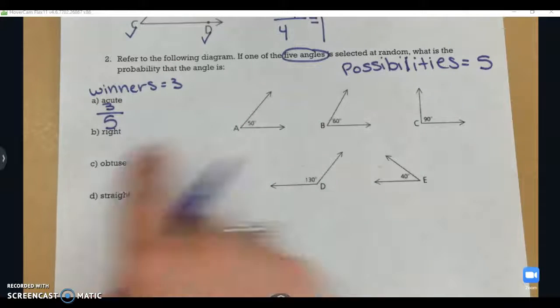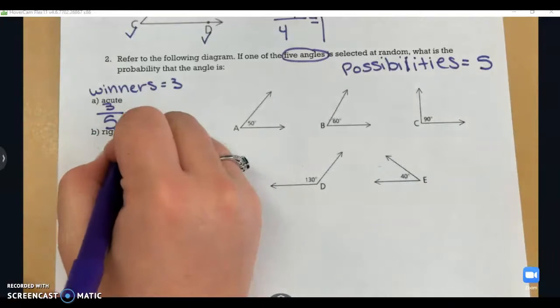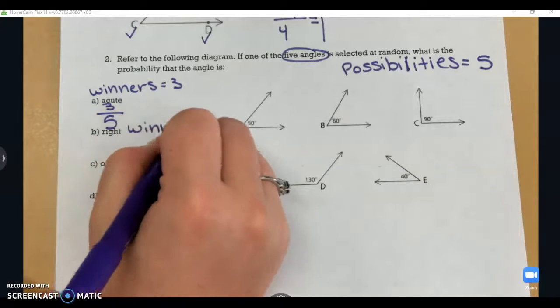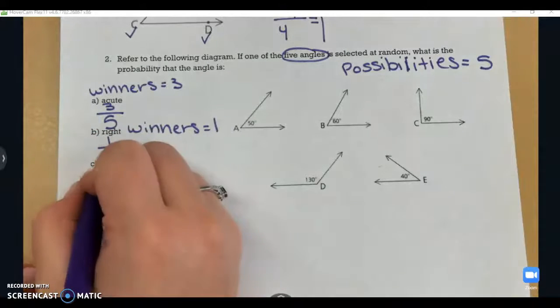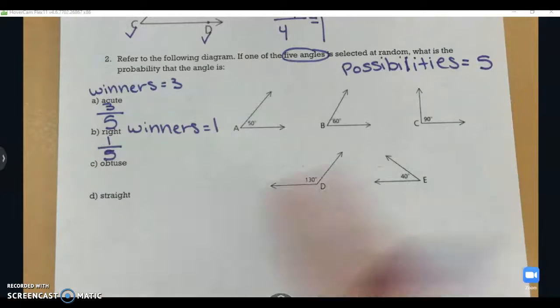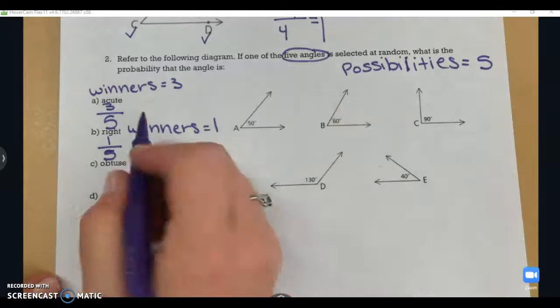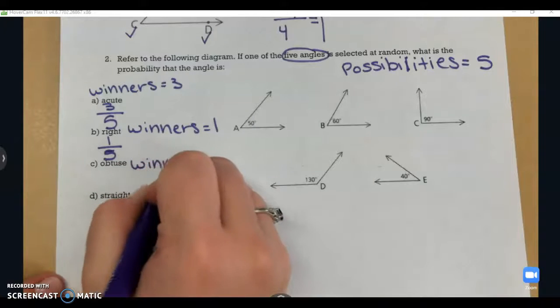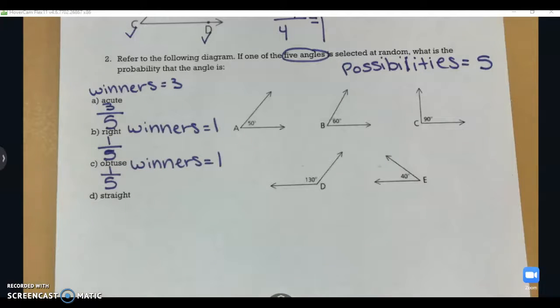Now let's look at B, right angles. I only have 1 right angle, and that is C. So my winners for B is only 1. So I have 1 winner out of 5 possibilities to get a right angle. What about an obtuse angle? Again, I only have 1 winner. So that's going to be 1 out of 5 possibilities.